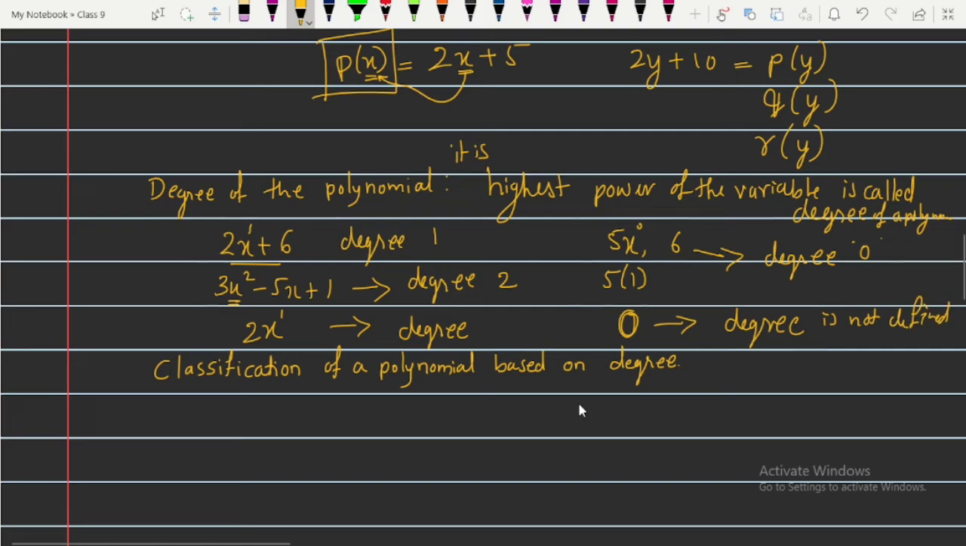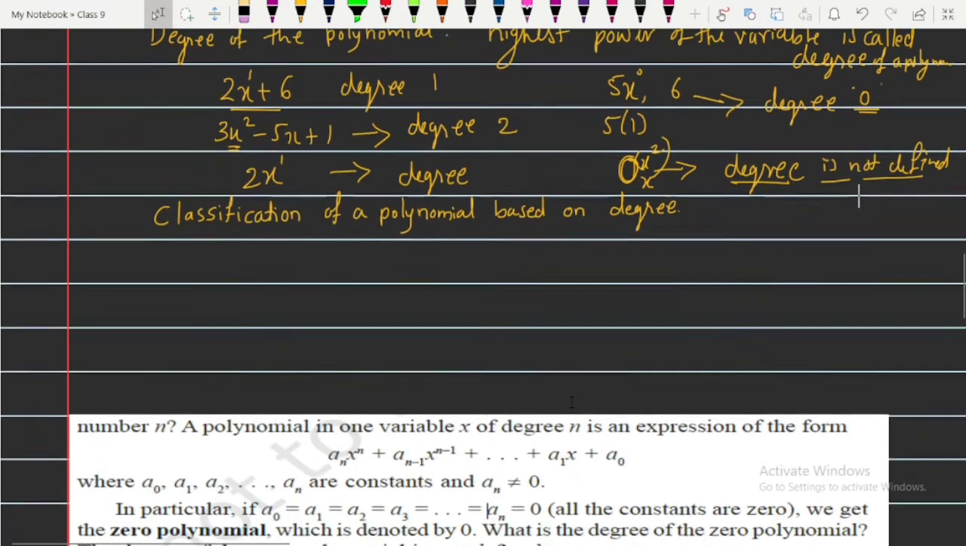Okay, so the degree of the zero polynomial is not defined. But for a non-zero constant like 5, 6, 7, minus 2, whatever, the degree is 0. For the zero polynomial, we can take 0 times anything: x square, x, or x raised to 0. That is why the degree of the zero polynomial is not defined.